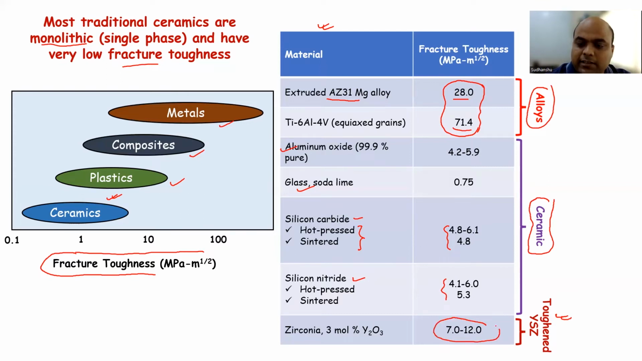Now the last one, which is YSZ. You can see there is an improvement in the ceramics. If you have only zirconia, it is going to exhibit very poor fracture toughness, but if you add 3 mole percent of yttria, the fracture toughness increases significantly to 7 to 12 MPa root meter. And that is what we are going to discuss: how we can change the microstructure so that toughening in the ceramics can be obtained. Generally, ceramics have lower fracture toughness.